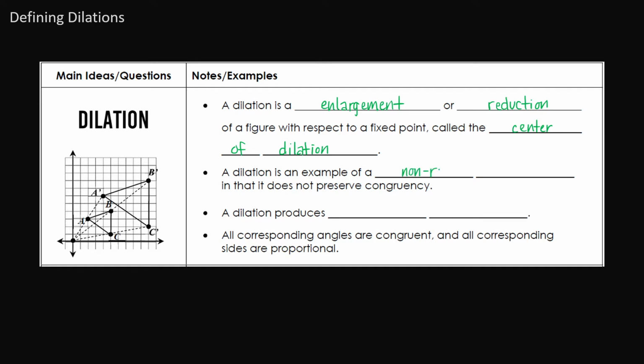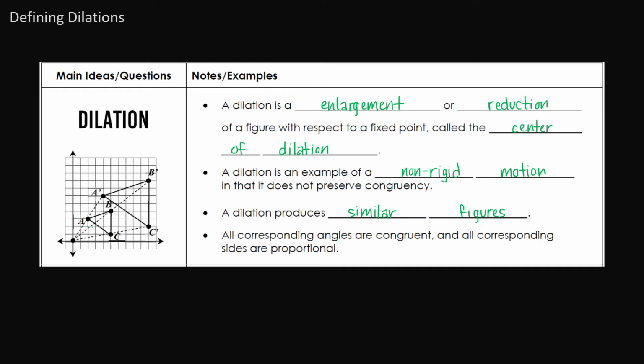You know, we've been talking about rigid motions the past few lessons, which result in congruent figures. This time we're working with non-rigid motions because they do not preserve congruency. In other words, a dilation produces similar figures, not congruent, similar figures. This means that all corresponding angles are congruent and all corresponding sides are proportional.